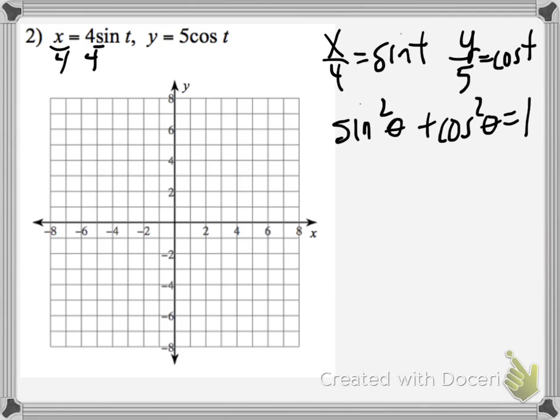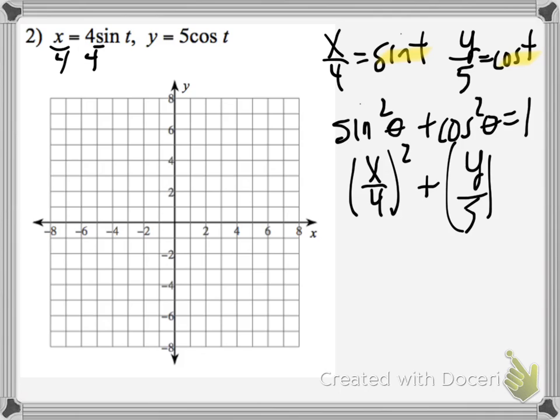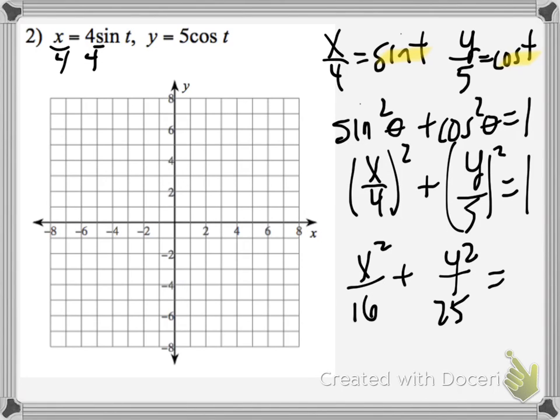Well, you have two representations of sine and cosine, right? You have a representation for each one. So basically what you're going to do is sine of t, or whatever variable, is really x over 4. You're going to square it. Plus, cosine is y over 5. You're going to square that. That has to equal 1. All you did was substitute there. You took your Pythagorean identity, substituted x over 4 and y over 5. Then you just rewrite it a little nicely: x squared over 16 plus y squared over 25 equals 1.